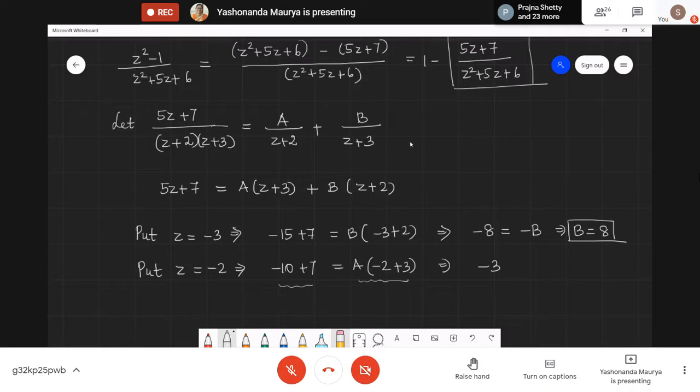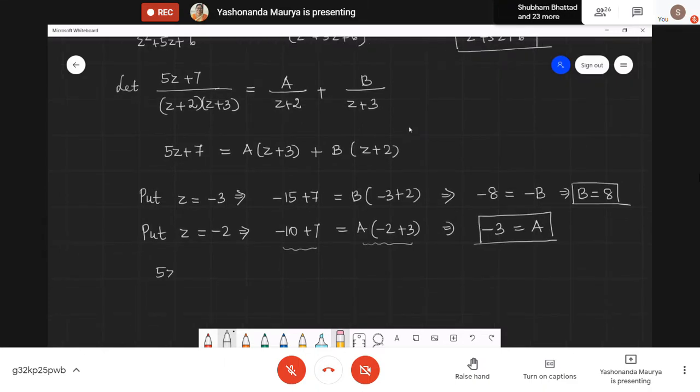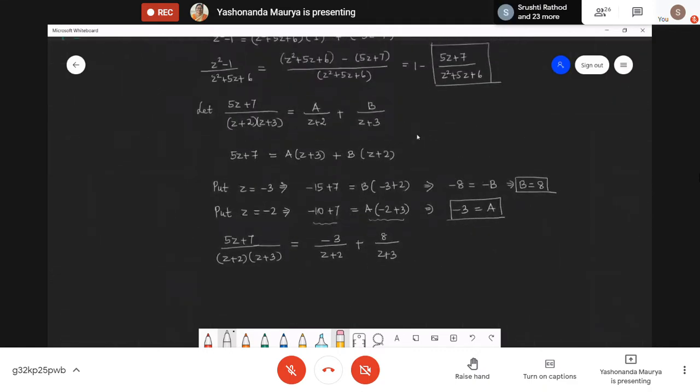Okay, we'll substitute these values here. Therefore, what we get is 1 plus 7 divided by z plus 2 into z plus 3. This is equal to minus 3 upon z plus 2 plus 8 upon z plus 3. Okay, and why did we do all this? Because we wanted to simplify this expression.